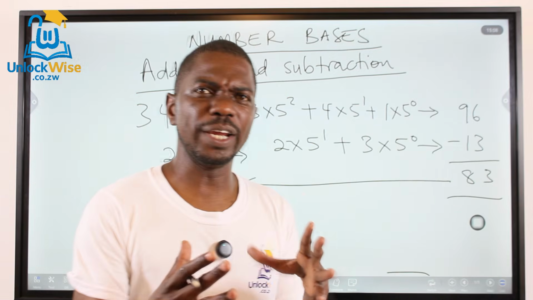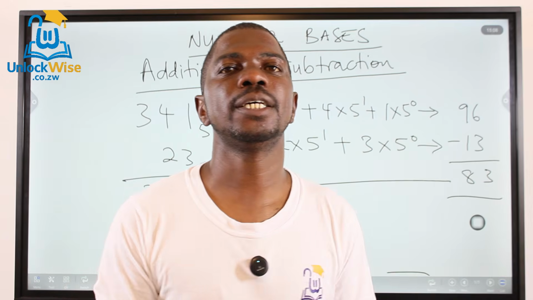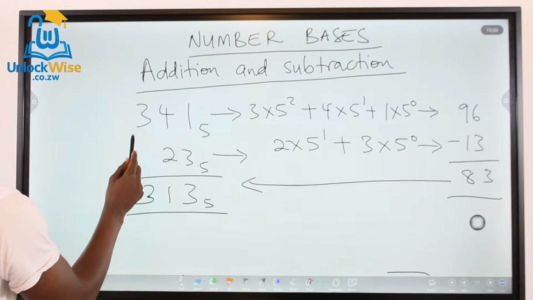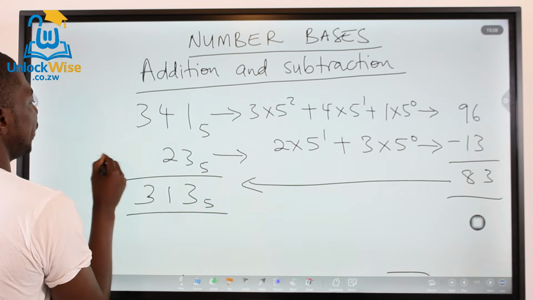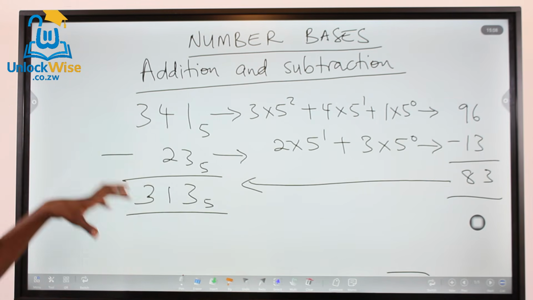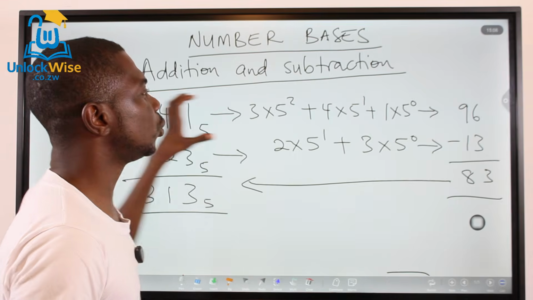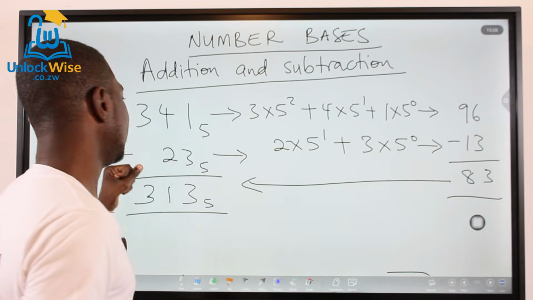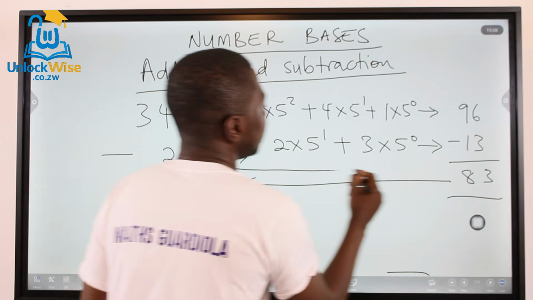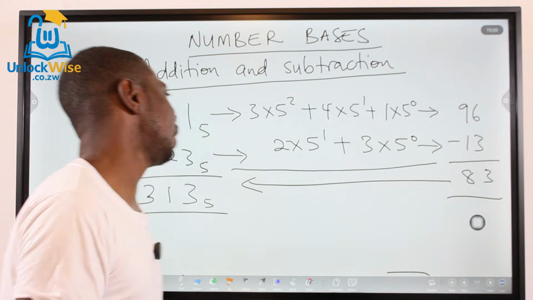Okay. So we are now at a point whereby we have to do subtraction in number bases, right? So what happens here is we have 341, which is in base 5, minus 23, which is in base 5. I say that if you don't understand the method we are going to use, you can convert the number to base 10 and then subtract in base 10, then convert it back to base 5 or any other base you have been given, right?